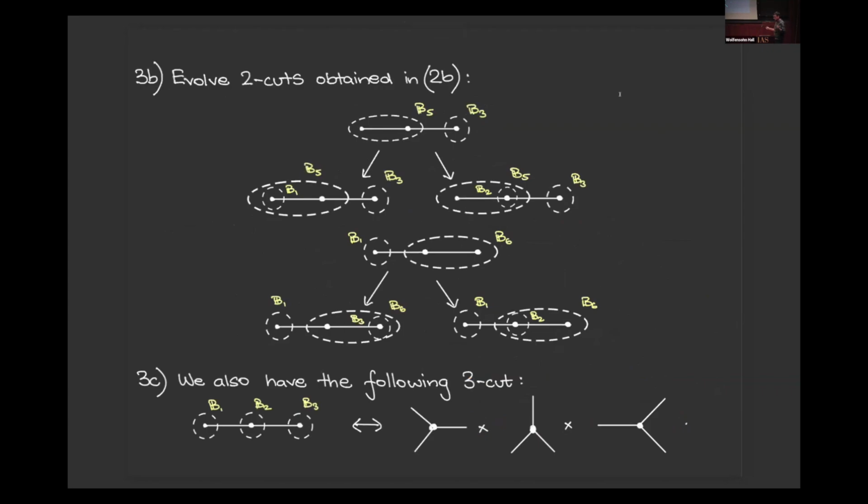Similarly, we evolve the 2 cuts that we had obtained using the rules that I told you before, and we also have the possibility of the following 3 cut. Now, all these 3 cuts decompose the 5-point amplitude that we started off with into its basic building blocks of 3-point amplitudes. And our enumeration ends here, and we've enumerated all the 16 physical forms that contribute to the DEQ system.